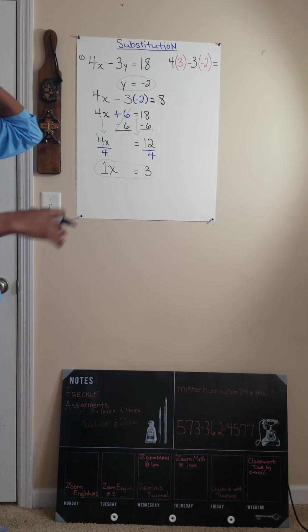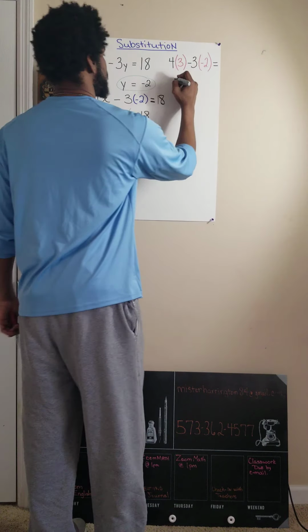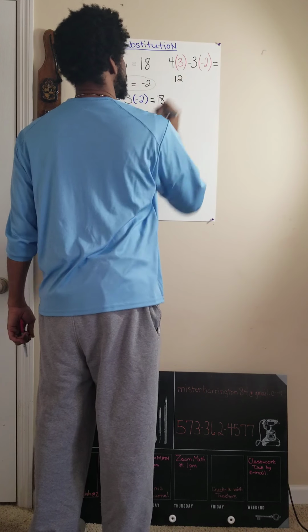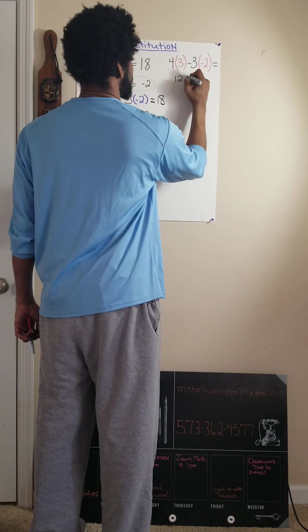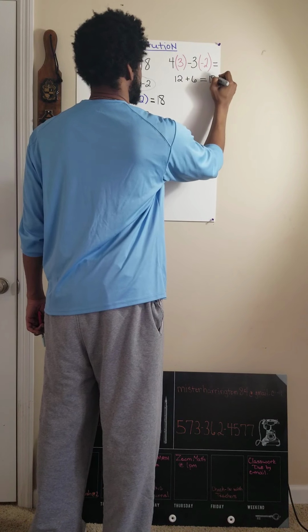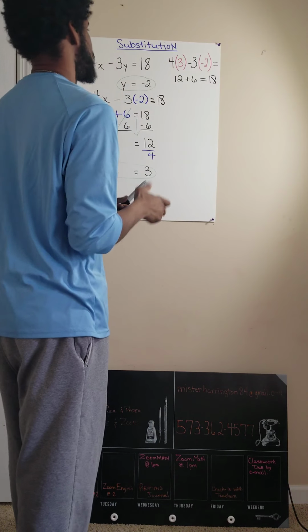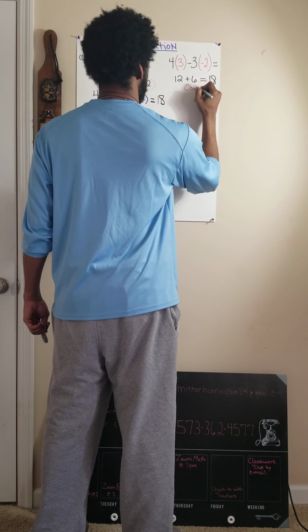We know that 18 is there, so I'm running out of space, so I'm just going to do it here. 4 times 3 is 12. -3 times -2 is +6, which gives me my 18. So yes, this is correct.